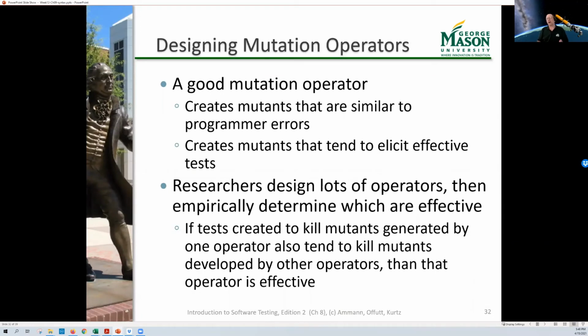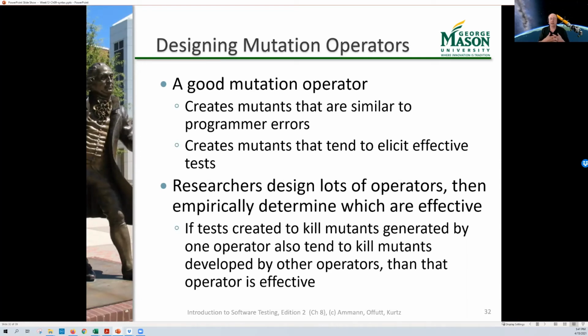So if so much relies on a good mutation operator, what does it mean to be a good mutation operator? What is a good mutation operator? Well, a good mutation operator is one that creates mutants that are somewhat similar to programmer errors. Now, programmers make all kinds of errors, so it's hard to put that in a box and put a bow on it and say, here's the full set of errors that a programmer can make. But making the kinds of errors that programmers make, that's going to lead to good tests.